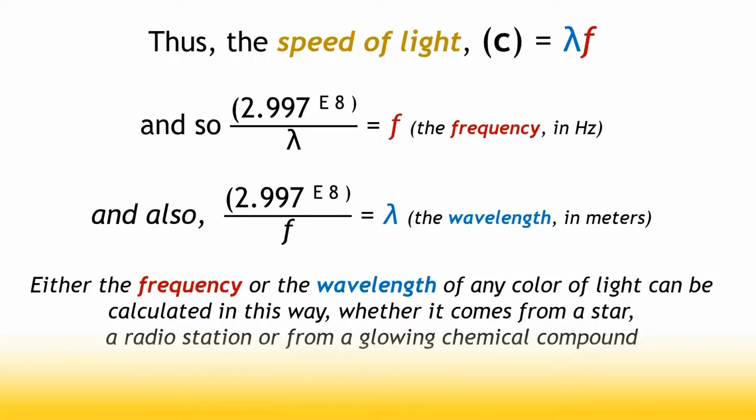So either the frequency or the wavelength of any color of light can be calculated in this way. And it doesn't matter whether that wave comes from a star or from a radio station here on Earth or from a glowing chemical compound. So you're going to use this understanding to help you do the calculations in the second part of the lab activity. And then at the very end, and this is elegantly simple, you can simply figure out the energy that's involved. You can just take the frequency of that color of light and multiply it by a constant, Planck's constant, and that will tell you the amount of energy associated with that particular frequency of light.